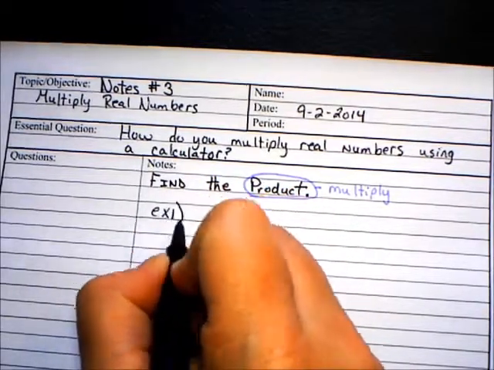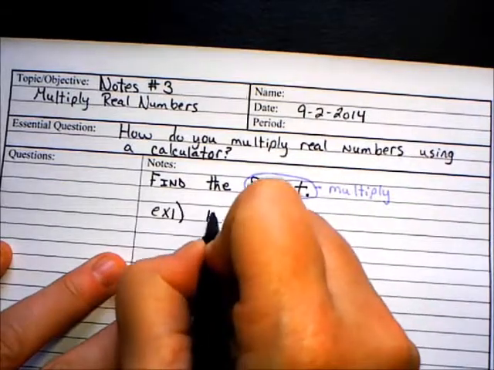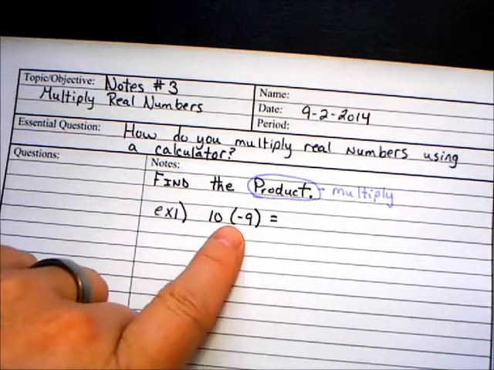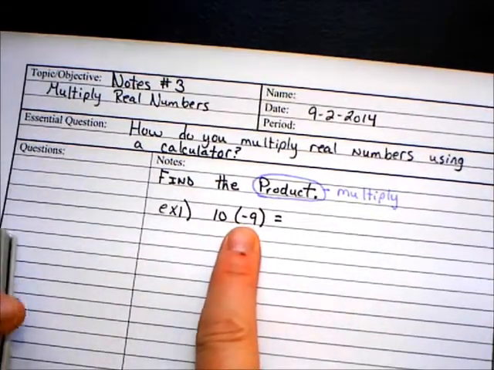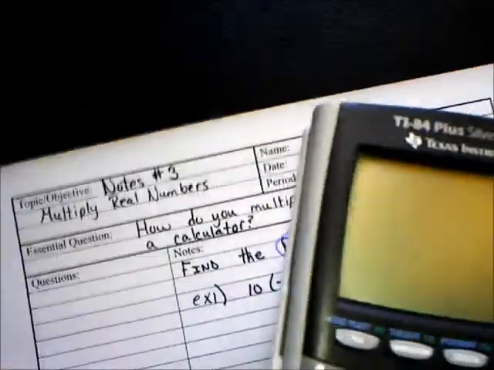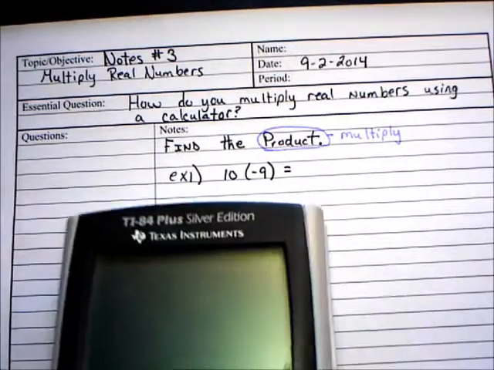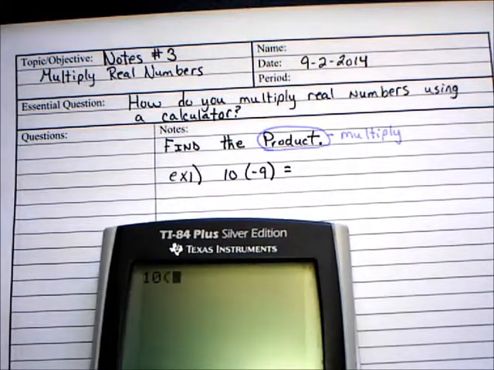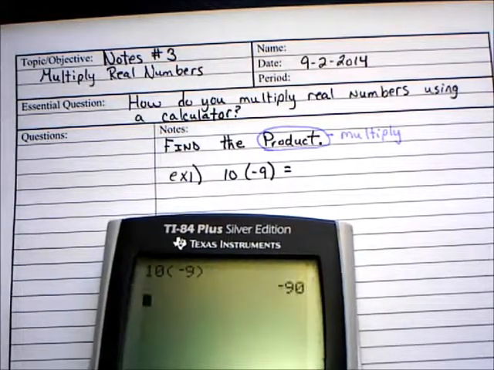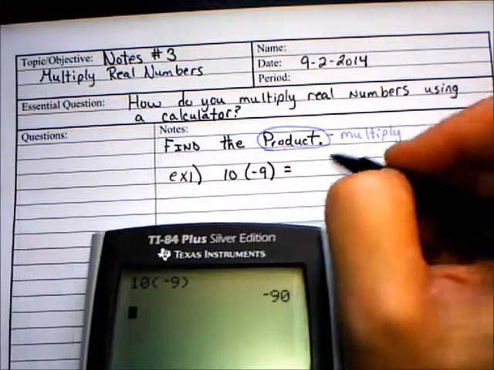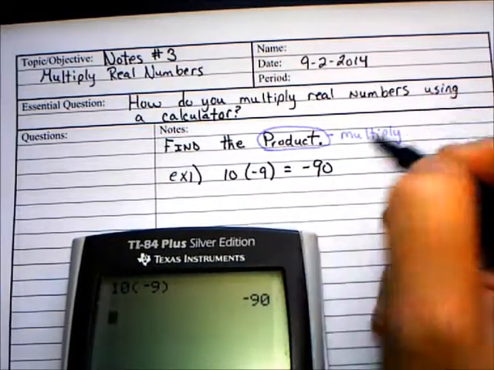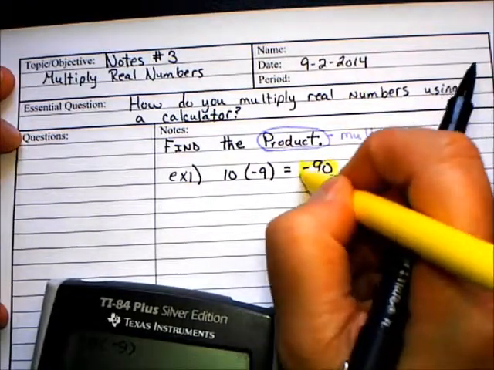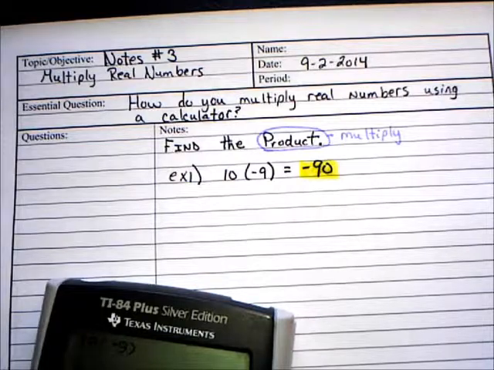Alright, our example 1 is 10 parentheses negative 9, and I'm going to close the parentheses. Remember, we do have parentheses on our calculators, which is the same thing as a multiply. If I type this in the calculator, it looks in this fashion, and you push enter. You might be able to do that in your head. If not, then you have the calculator to use. This comes out to be negative 90. I'm going to highlight this because this is my answer, and we can see it clearly.